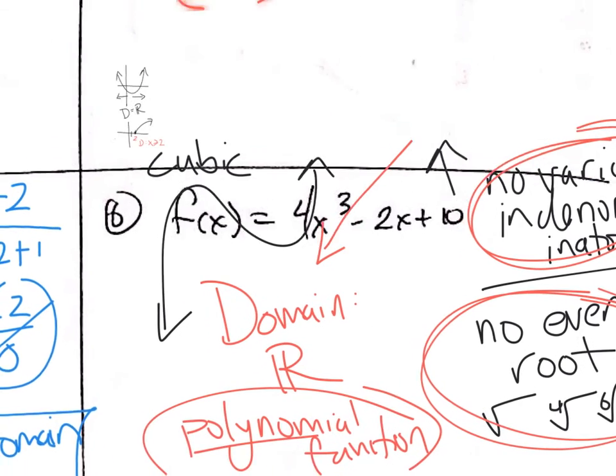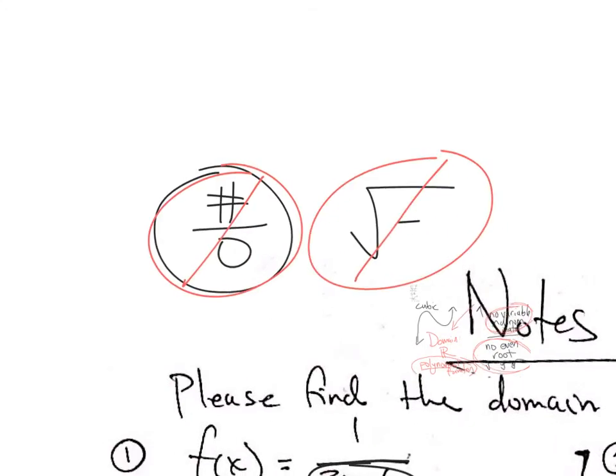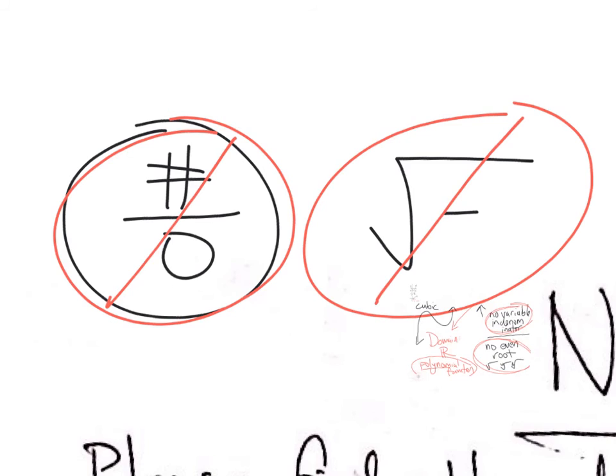Okay, so in summary, the bottom line is, when you have the equation and you're finding the domain, you're looking for what values of x would make it dividing by 0 or taking the square root of a negative, and those values are unacceptable.